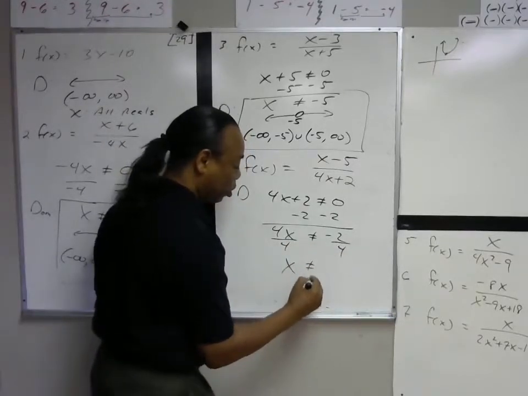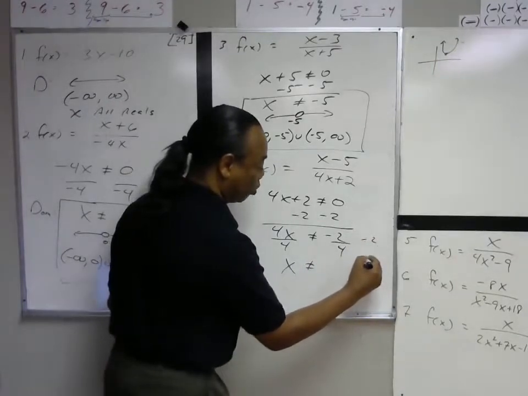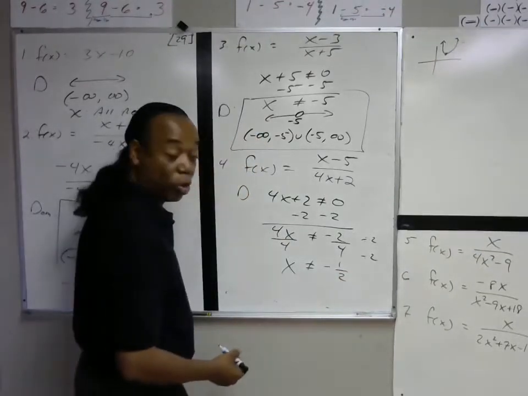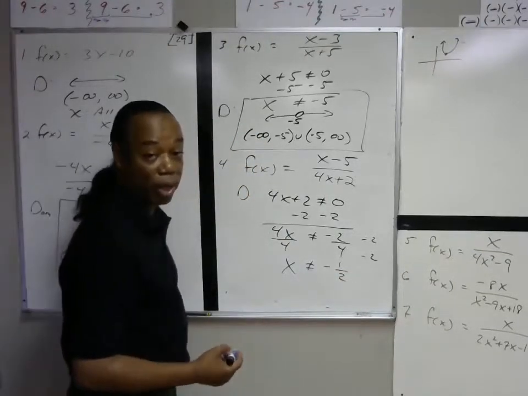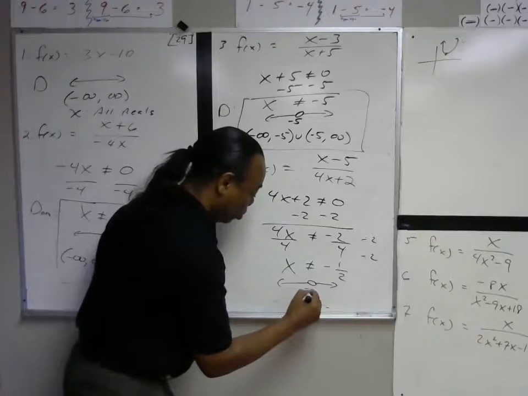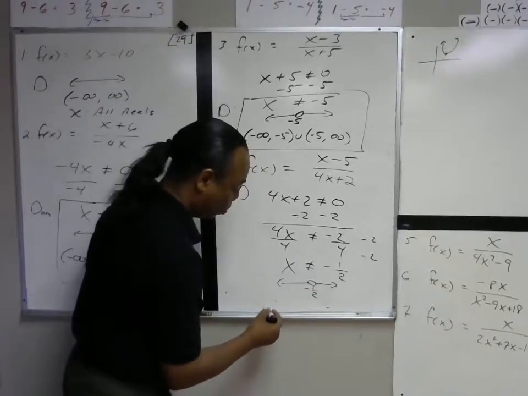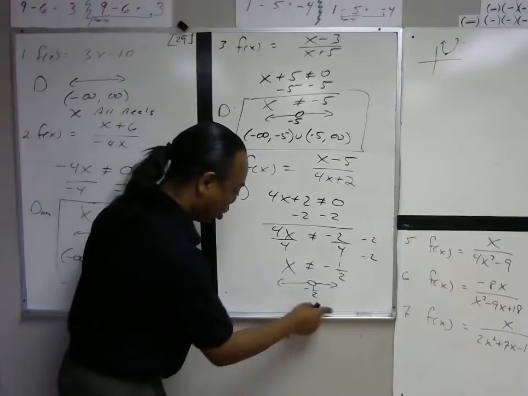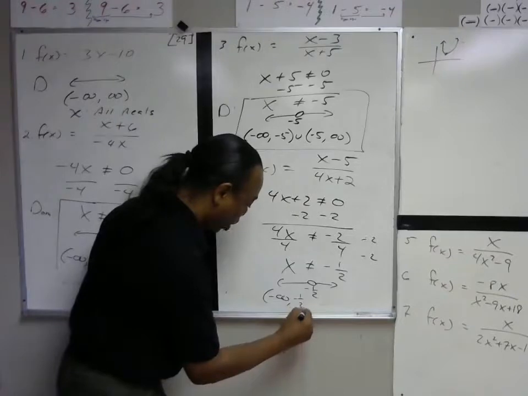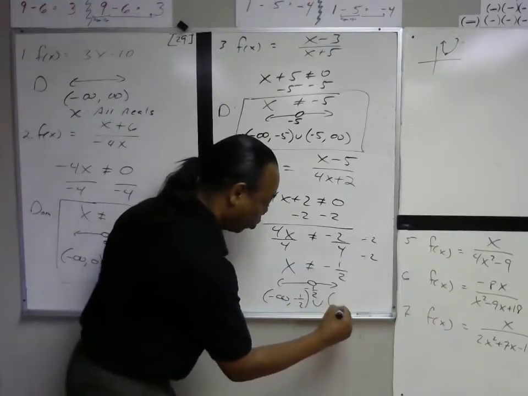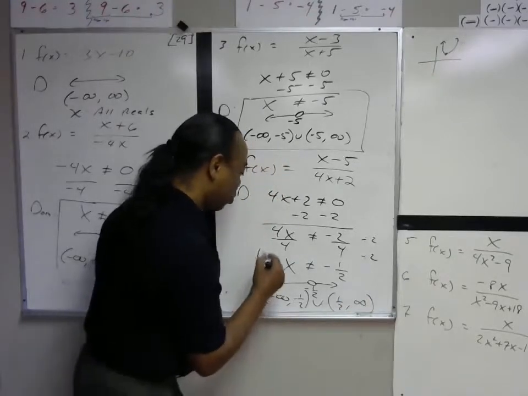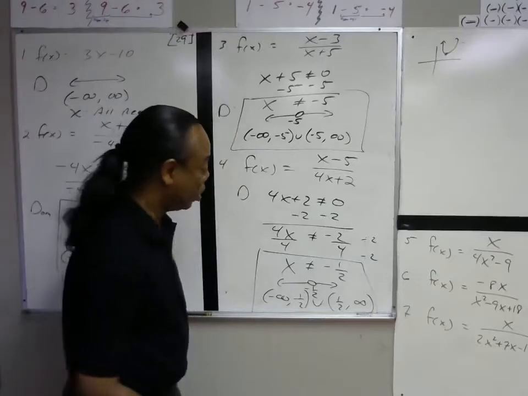And we'll get 1x is not equal, and we'll divide this by 2, divide this by 2, and we'll get -1/2. Okay, and that's your domain. All real numbers except for -1/2. Okay, the number line for that is this, -1/2 here. And the interval notation is negative infinity to -1/2, parentheses, union with the right side, which is -1/2 to positive infinity. This represents our domain.